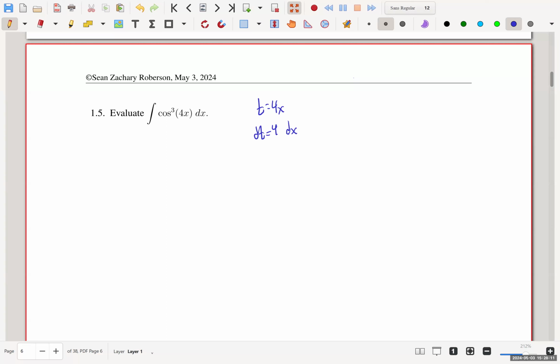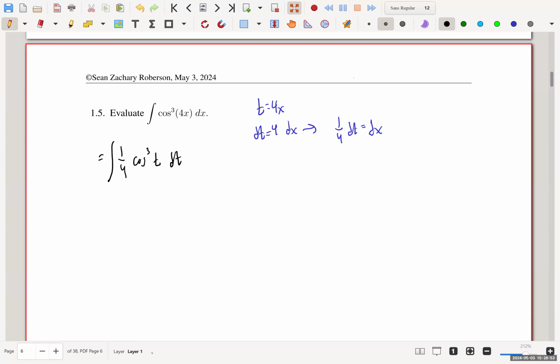I want you all to be comfortable with using different variable names. Yes, it's called u substitution, but that doesn't mean u is the only letter you're allowed to substitute for. X, Y, Z, U, V, W, T, theta, whatever you want. So when we solve for the differential, we'll get 1/4 dt equals dx just by dividing by 4. Basic u substitution. So our new integral is cosine cubed of t dt. The 1/4 we'll just ignore until the end, because integration is linear, I'm allowed to do that.